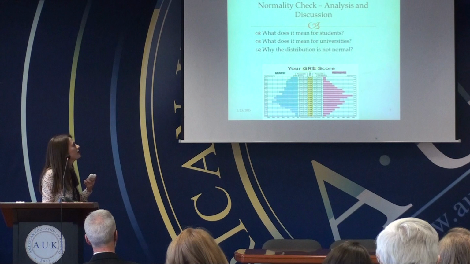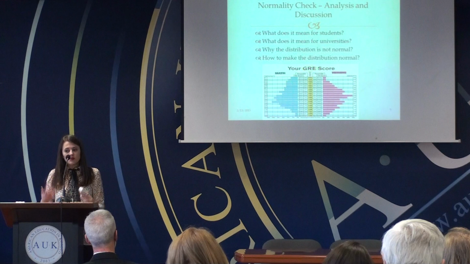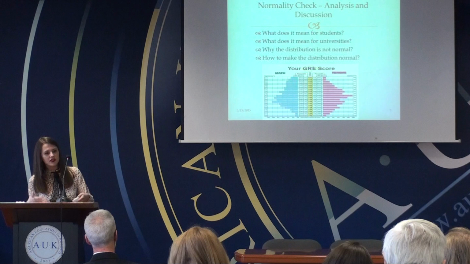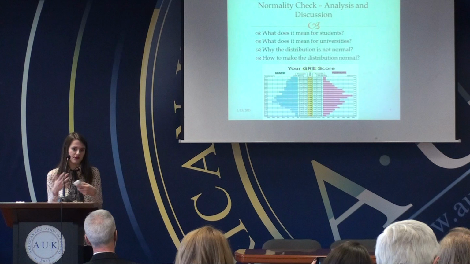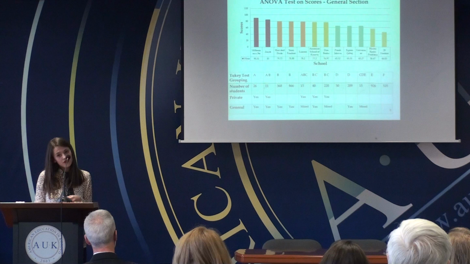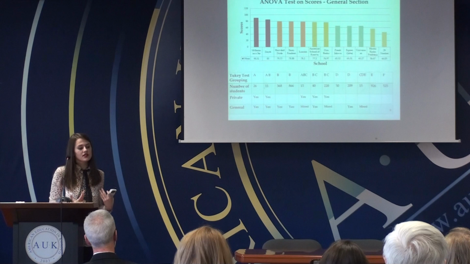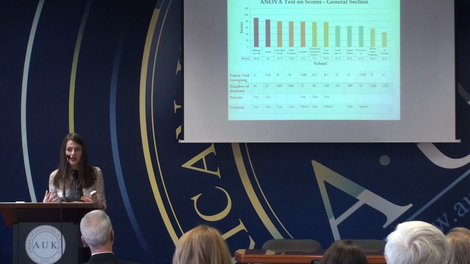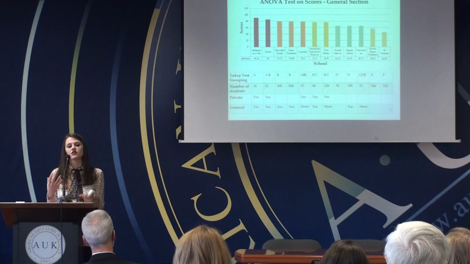So the recommendation for this section would be to maybe do a little bit of experimental sections where students can answer the questions and see what they do with them, so that they could have a normal distribution. The second part of my presentation has to do with ANOVA. ANOVA is analysis of variances. It means that it will analyze different groups, especially three or more groups, and see whether there's a statistical difference between them.